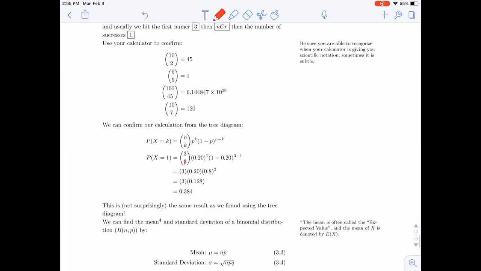So the formula then is n choose K. Now we're kind of more familiar with this choose function. And P is the probability of success. We decided that the probability of me shooting it in is 0.2, so that's the probability of a success. K, in this case, we want to know what's the probability of exactly 1 success. So K is 1. 1 minus P is 0.8. And then N minus K is the number of failures. If I have exactly 1 success, then I'm going to have exactly 2 failures.